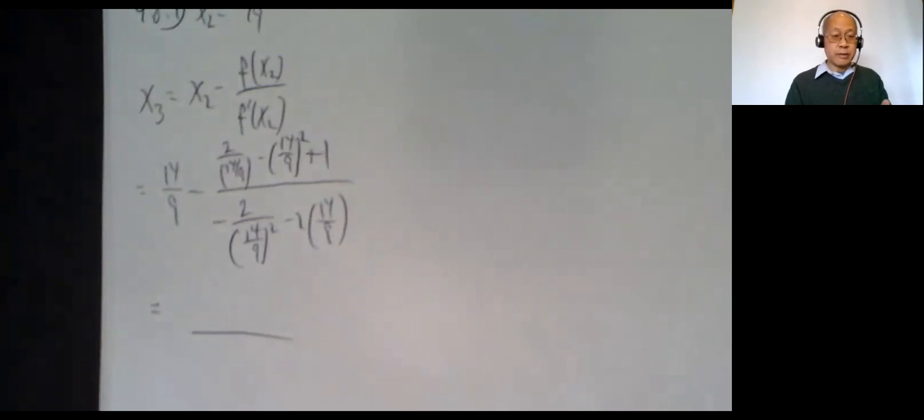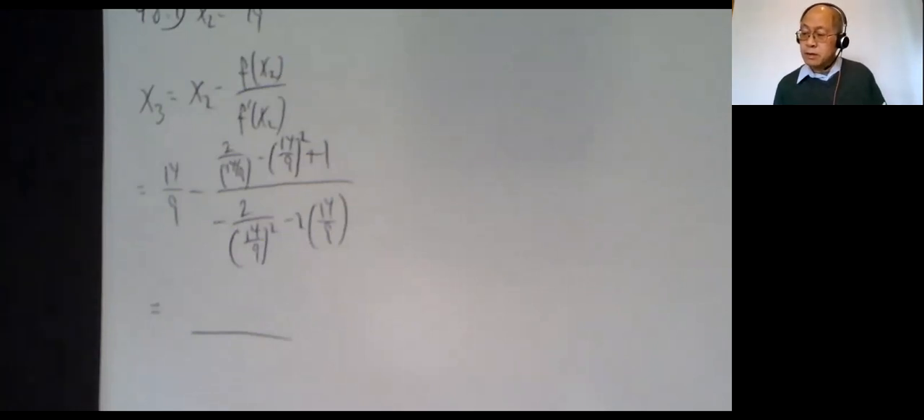All right, so I'm trying to type all that out. So minus parentheses 2 divided by minus answer squared plus 1, divided by parentheses negative 2 divided by answer squared minus 2 times the answer. .5215.